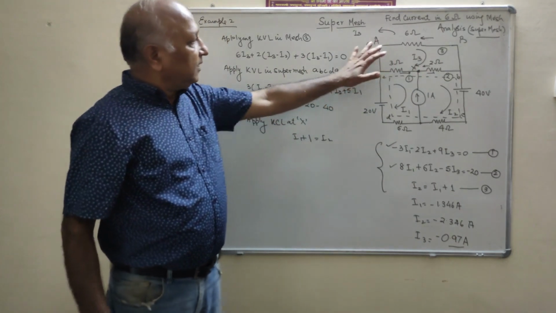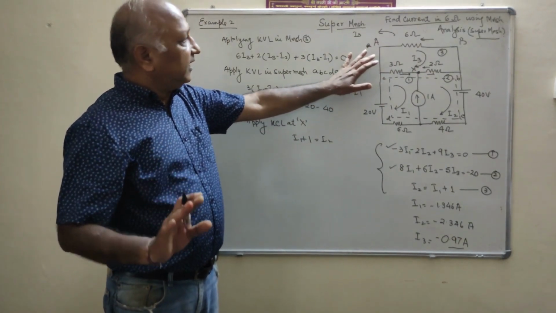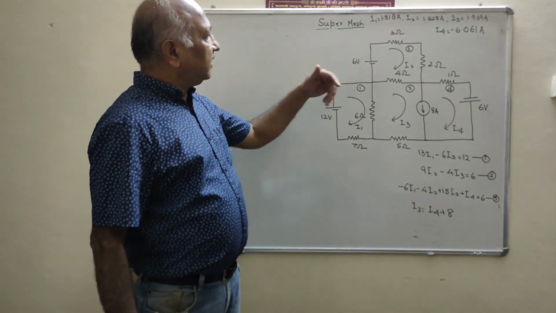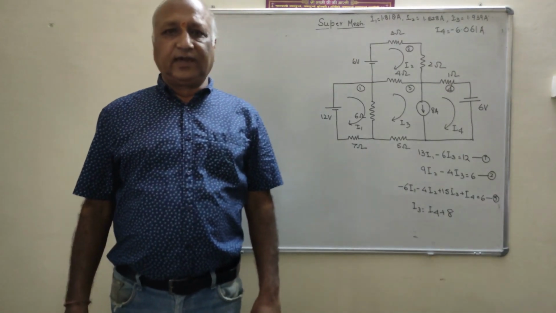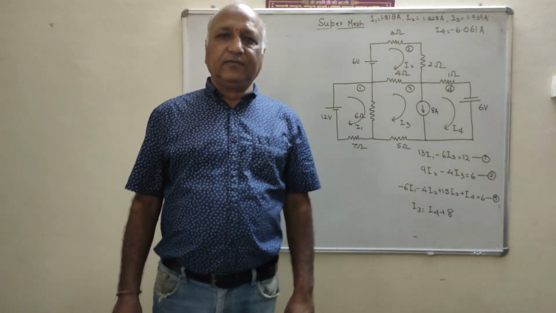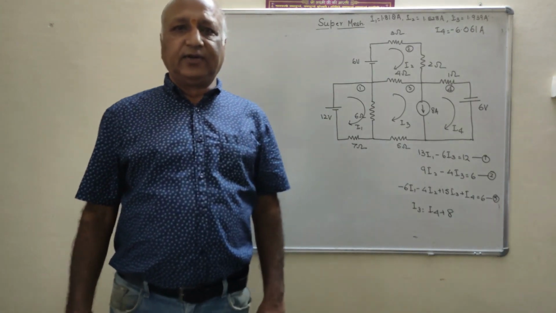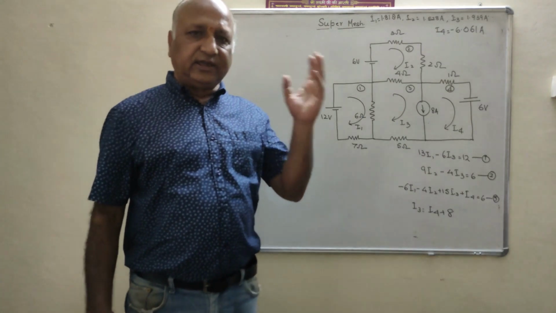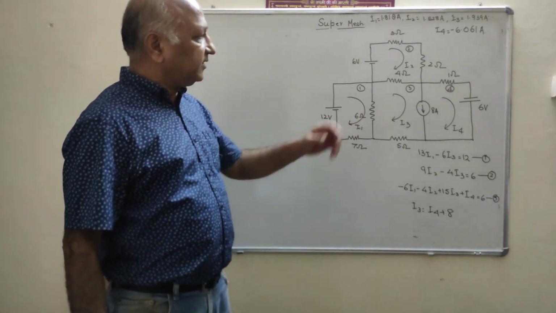Please see. It is clear? Now we will discuss another example where we are using 4 meshes. In the first example, we used 2 meshes. There are 2 unknowns, I1 and I2. In example 2, we used 3 meshes and the unknowns were I1, I2 and I3.